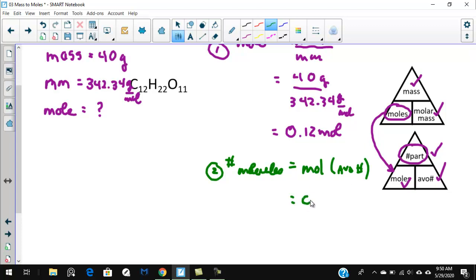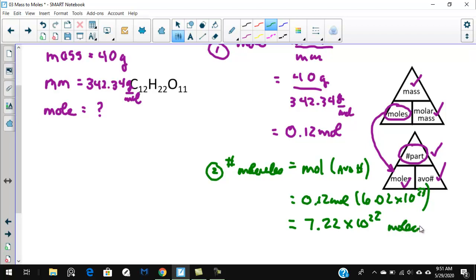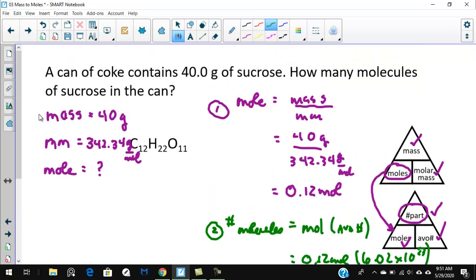That's going to equal 0.12 moles. There's a decimal in there, sorry. And then we're going to multiply it by that big number, 6.02 times 10 to the 23rd. Okay. And let's see how many molecules we've got. We end up with 7.22 times 10 to the 22 molecules.